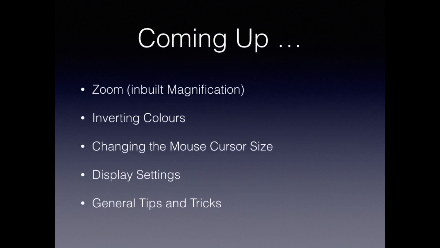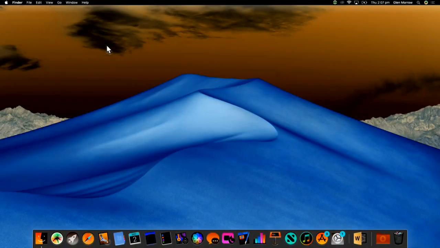What we will be covering in the session today is zoom, basically the inbuilt magnification that exists within macOS, and inverting the colours to make seeing the screen a little easier. As well as that, we'll be looking at changing the size of the mouse cursor, and display settings, how you can modify them so that you can make your screen a little easier to see. We'll also cover some general tips and tricks, a few things that you might find helpful in your macOS user experience. So let's get straight into it.